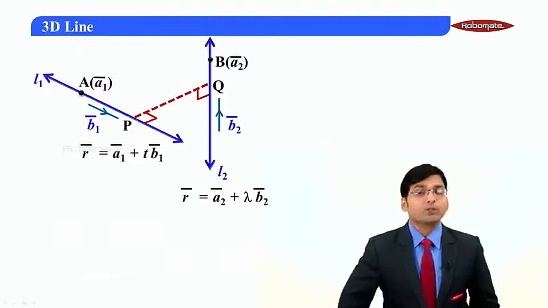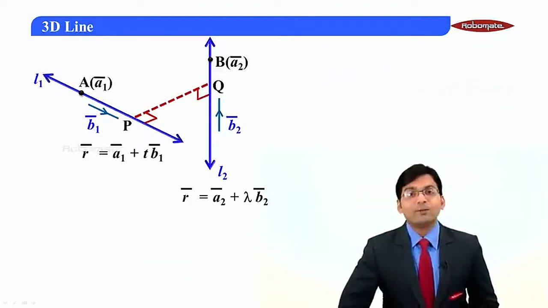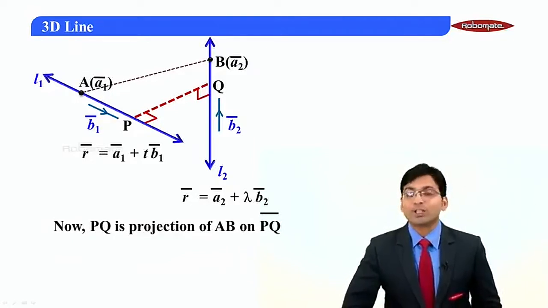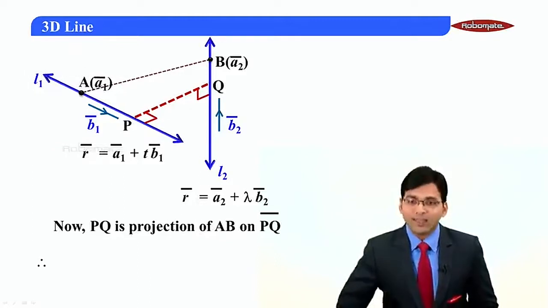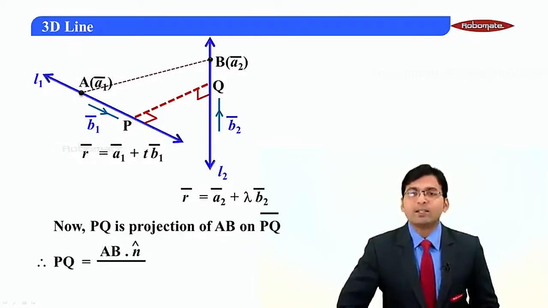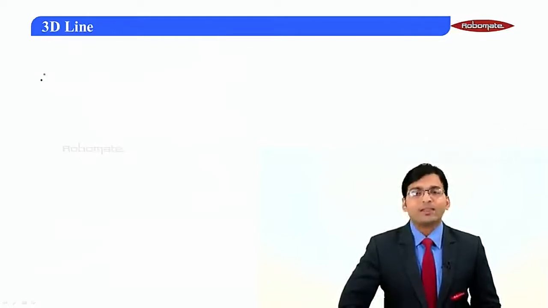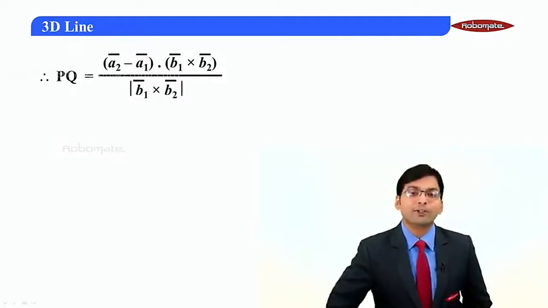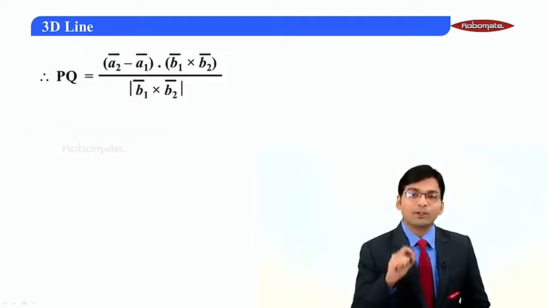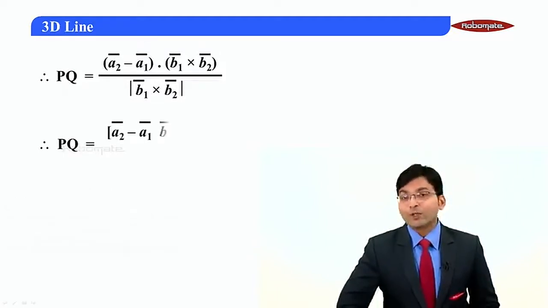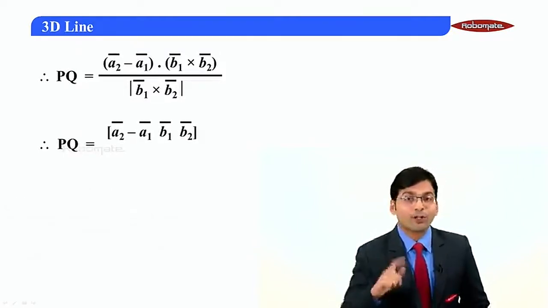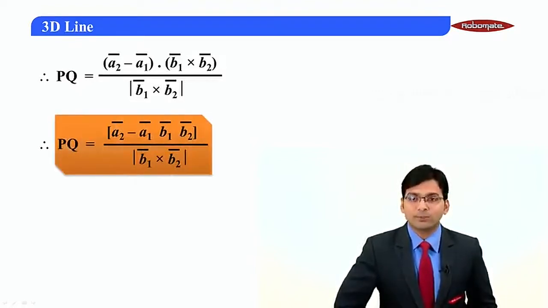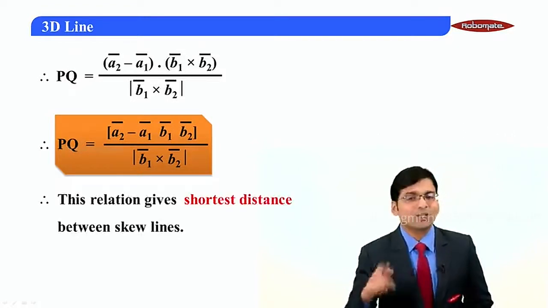Now students, if you look at the diagram, when we join AB, we can say the shortest distance PQ is the projection of AB on PQ bar, and therefore PQ is equal to AB dot n cap upon mod of n cap. This becomes PQ is equal to (A2 bar minus A1 bar) dot (B1 bar cross B2 bar) upon mod of B1 cross B2. Okay students, and therefore this shortest distance is given by the box product of A2 bar minus A1 bar, B1 bar, B2 bar upon mod of B1 cross B2. Alright, this expression is the shortest distance.